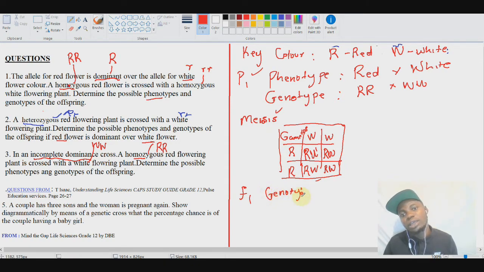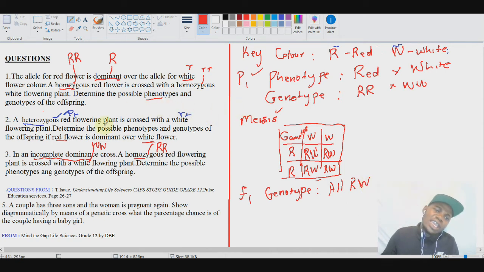Genotype, okay? The genotype, we are talking about the genes. So you don't have to write the genotype if it's given, but I'm writing it so that I make my life easy to determine the phenotype and don't miss anything. Okay, so I'm seeing that everything there is all RW. Now, what is the physical appearance of RW?